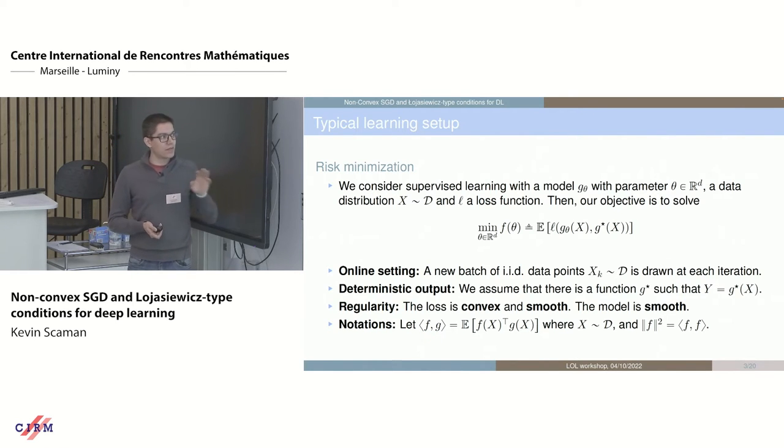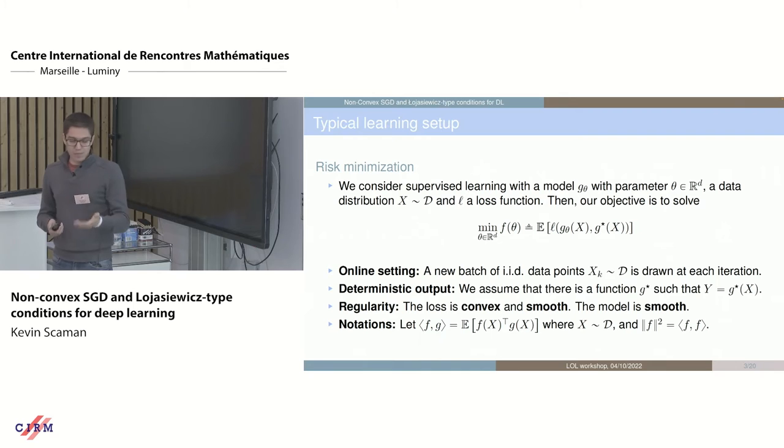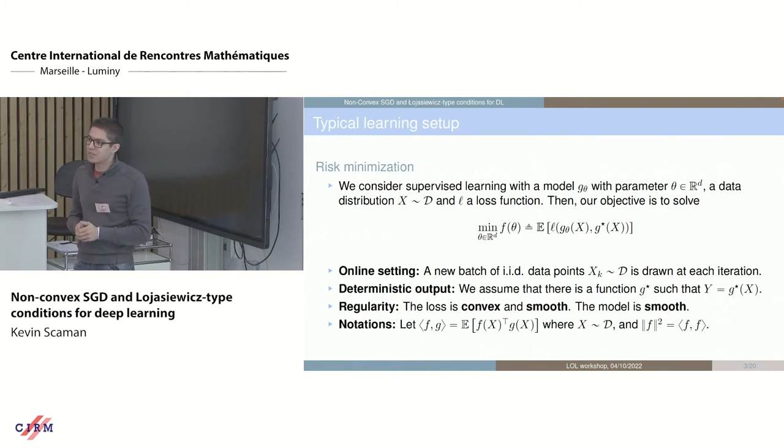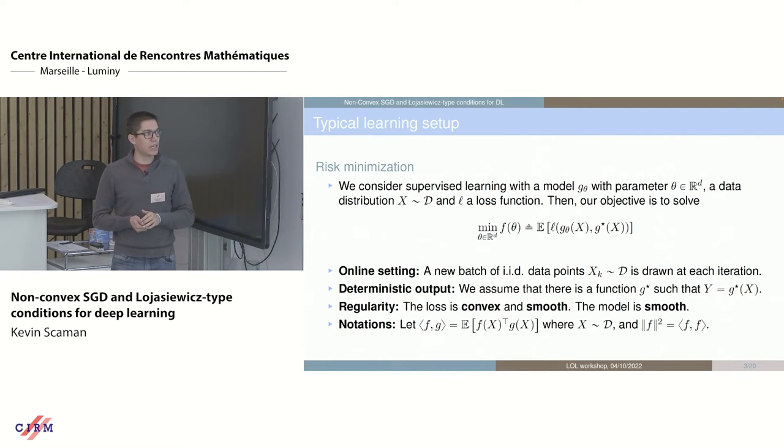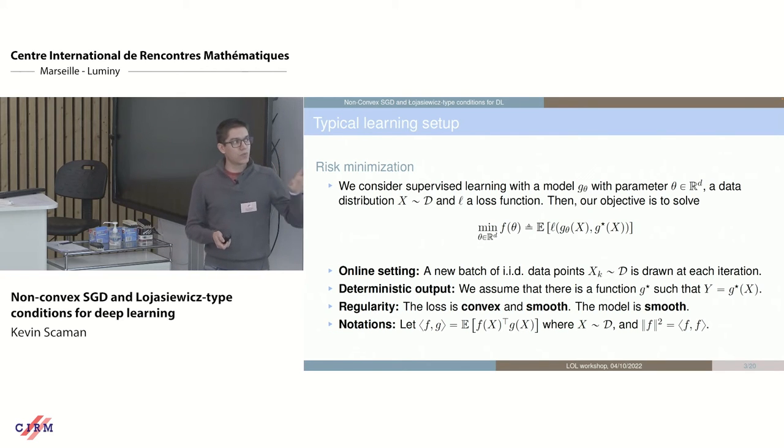There are very interesting works on non-smooth, non-convex optimization, and what happens in the non-smooth setting. Jérôme Bolte presented yesterday the problems that arise for automatic differentiation in a non-smooth setting. I will not go into all these details and technicalities. So I will just focus on the smooth setting.